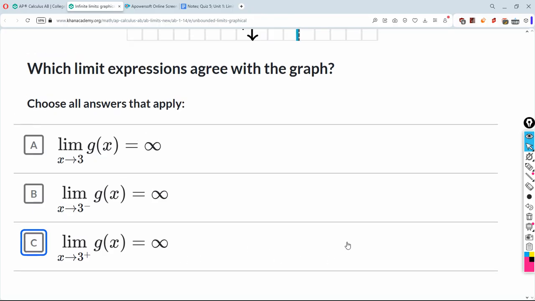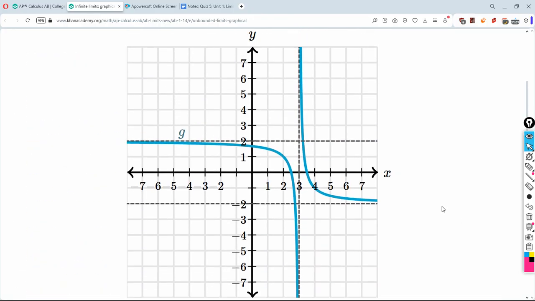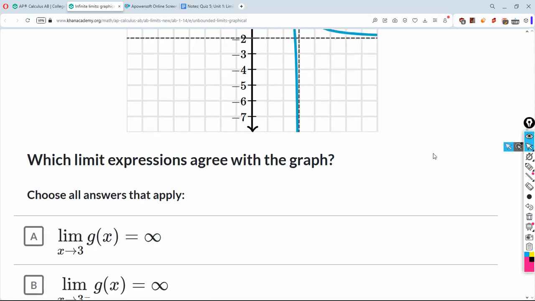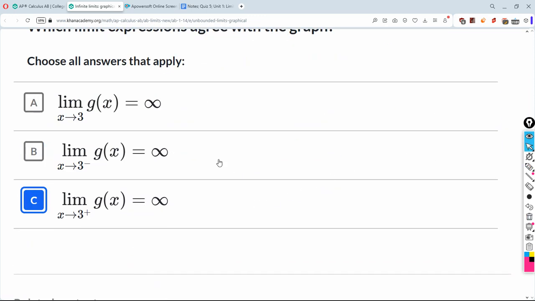Answer C, x approaches 3 from the positive side. See if it's positive infinity. All right. So from the positive side, we're approaching 3. Here's the graph, and as you can see, this goes to positive infinity as x approaches 3 from the positive side. That one is true. So answer C only.